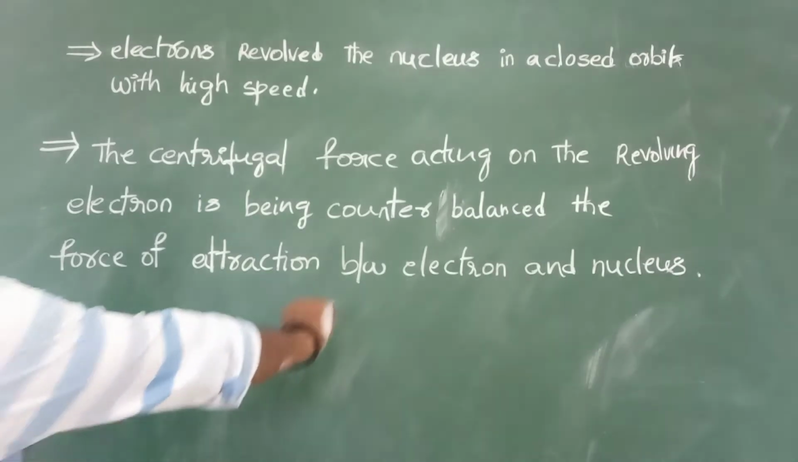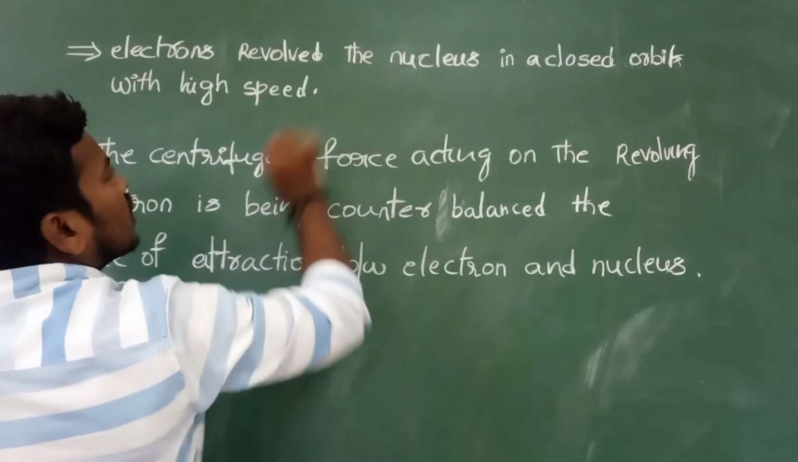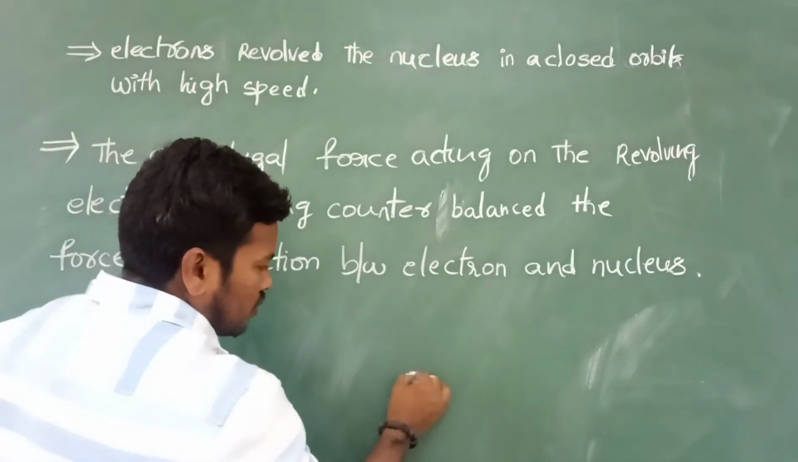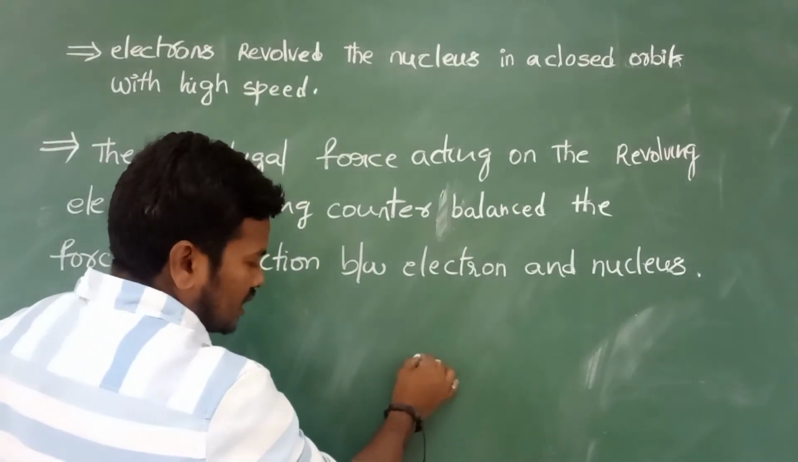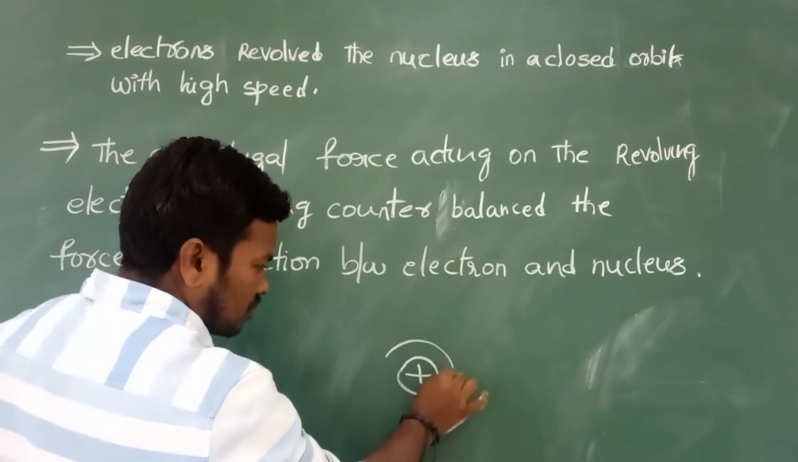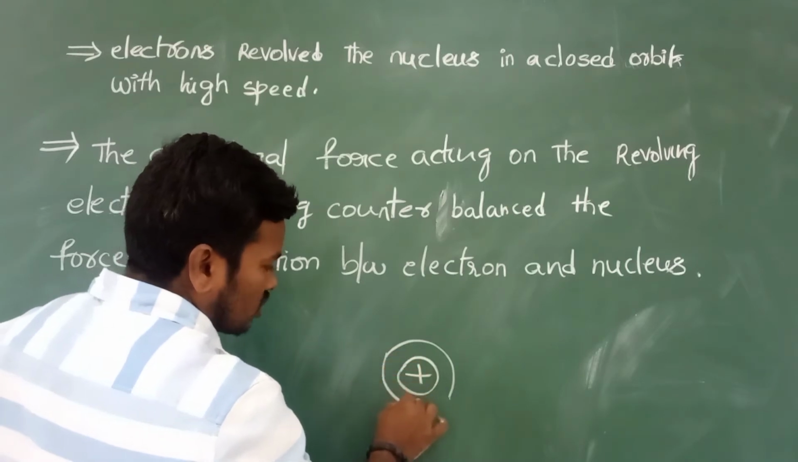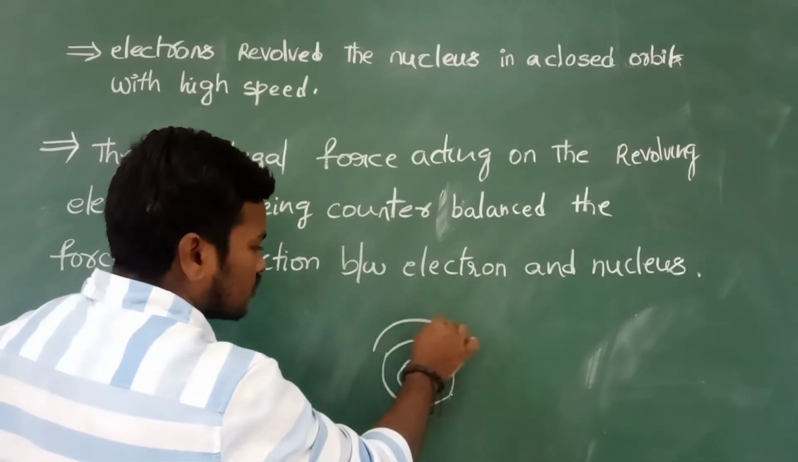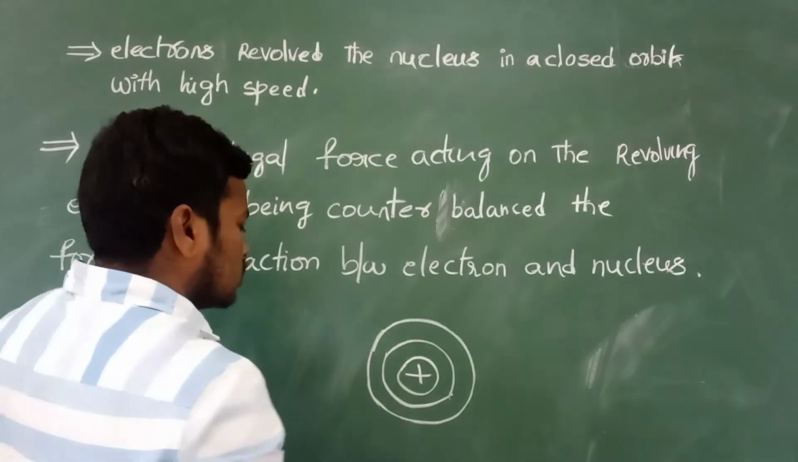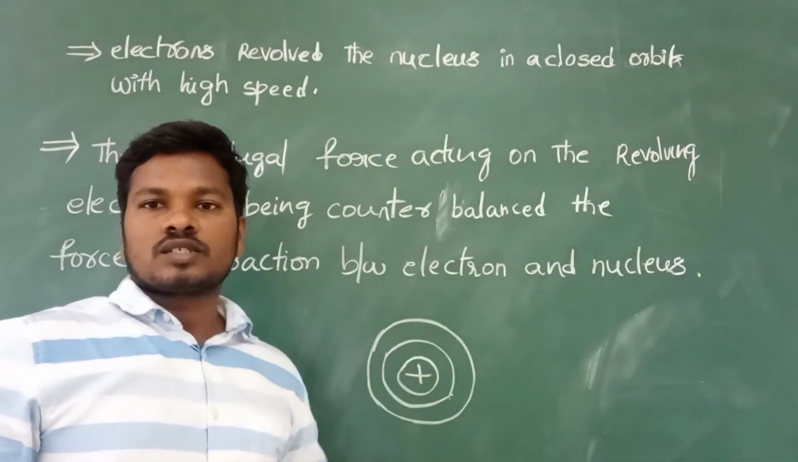See the next point. Electrons are revolving around the nucleus in a closed orbit with a high speed. In the last point we learned that in an atom, at the center the nucleus is present, and around the center some extra space is there. That extra space we call the extranuclear part. So this is the nucleus, and this is called the extranuclear part.